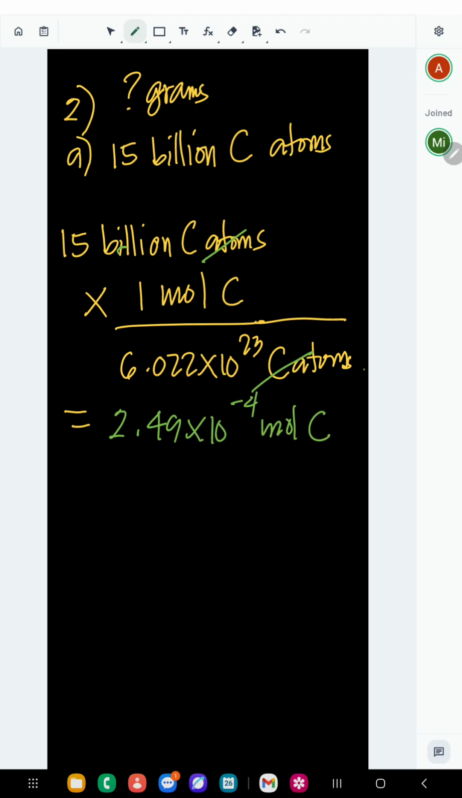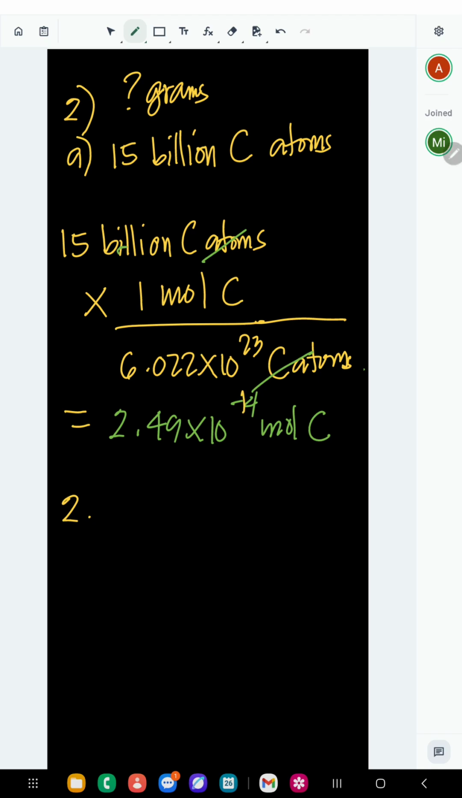Okay. And then we convert that to grams. Make sure you cancel out the unit atoms, right? So you can get the unit mole of carbons. That's why you divide 15 billion carbon atoms by 6.022 times 10 to the 23rd. And you got the answer correctly. So that is 2.49 times 10 to the negative 14.